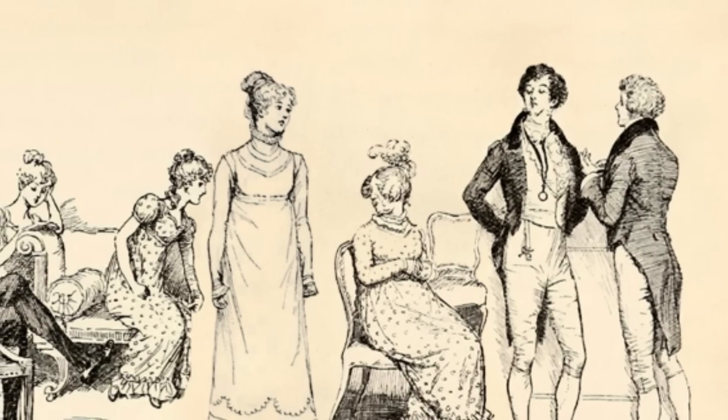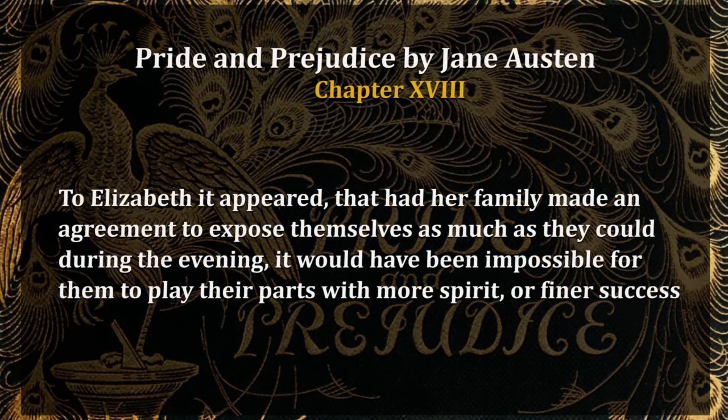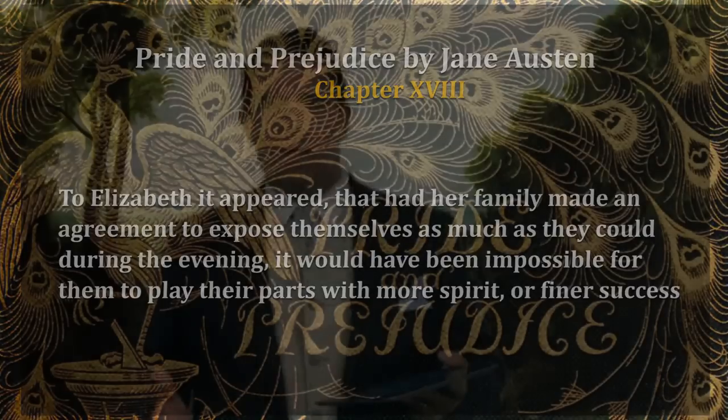Elizabeth is very aware of the embarrassment, and it says in the text, "To Elizabeth it appeared that had her family made an agreement to expose themselves as much as they could during the evening, it would have been impossible for them to play their parts with more spirit or finer success." Consequently, the chapter ends with Elizabeth still thinking poorly of Darcy, but also being very embarrassed by her family because she's also very aware of Darcy's criticism and his critique, and of Darcy beginning to think maybe he was wrong about Elizabeth, and maybe he's going to spend the rest of his life in terrible loneliness and isolation.